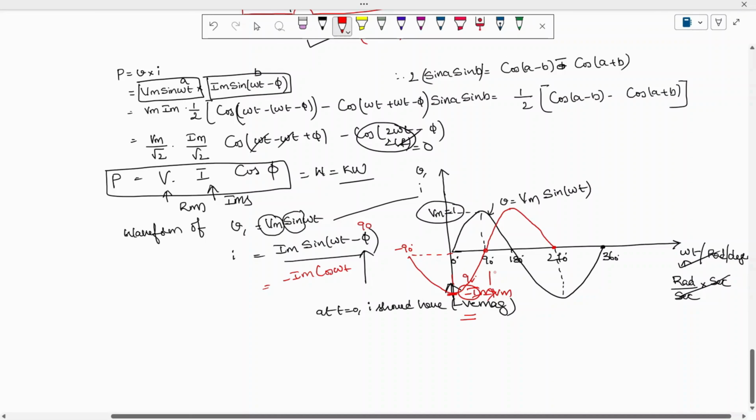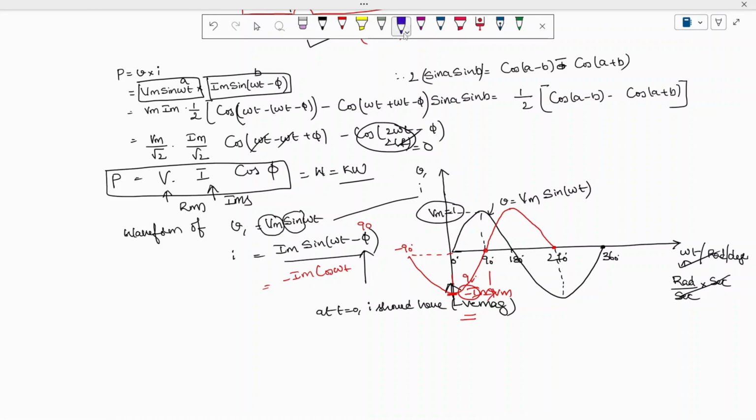This is how to draw the instantaneous voltage and current. If you want to draw the power, I can show you the power with more clarity also. So here voltage is positive and current is negative. Positive into negative, you are going to get negative power like this. Here voltage is positive and current is also positive, then the waveform is like this with higher magnitude. Here the current is positive and voltage is negative, so plus into minus, you will get the power like this.